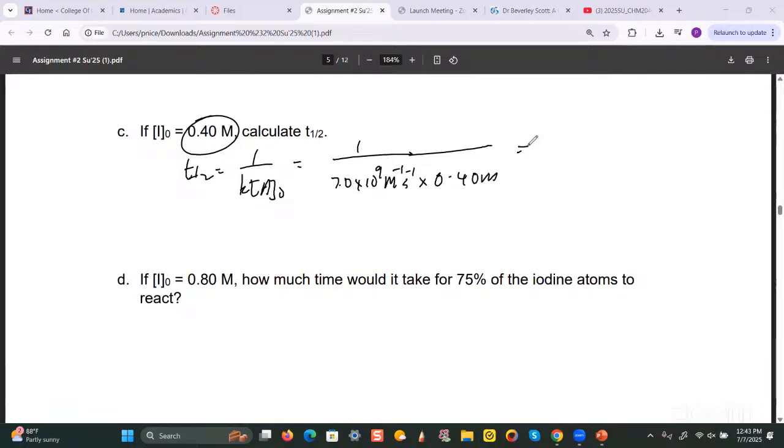7 times 10 to the 9 times 0.4, and then 1 over that. Okay, so according to my calculation, this works out to be 3.6 times 10 to the minus 10, and the units here would be seconds. I don't know why I put M there. This should be seconds, because this will cancel with that. This is s to the minus 1 down here, so that will flip up to s at the top.